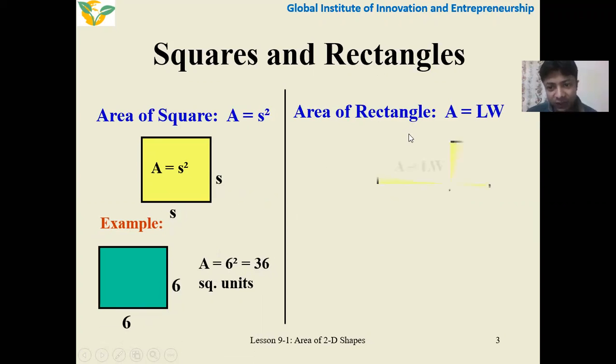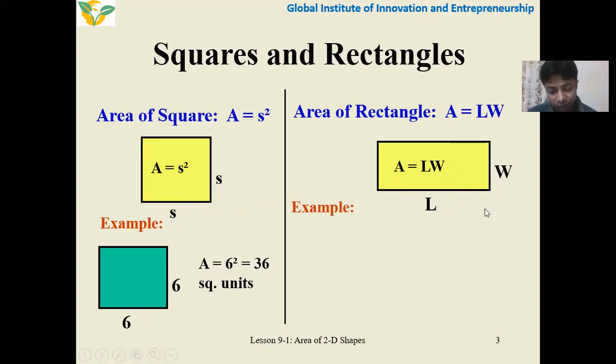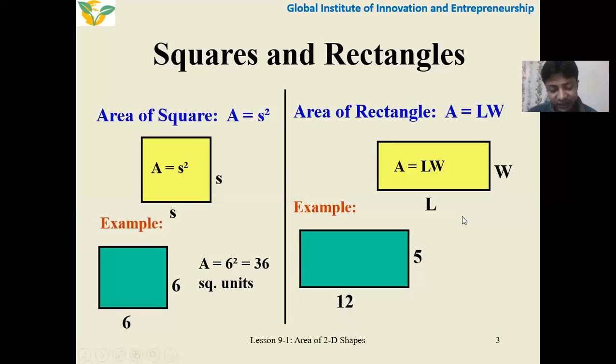Similarly, a rectangle is defined by two dimensions, length and width. So in order to calculate area, we have to multiply this length by this width. In the example, if length is 12 and width is 5, then area will be 12 into 5, which is 60 square units. These both are the same. You just have to multiply one side by the other. Just the properties of squares and rectangles are a little bit different.